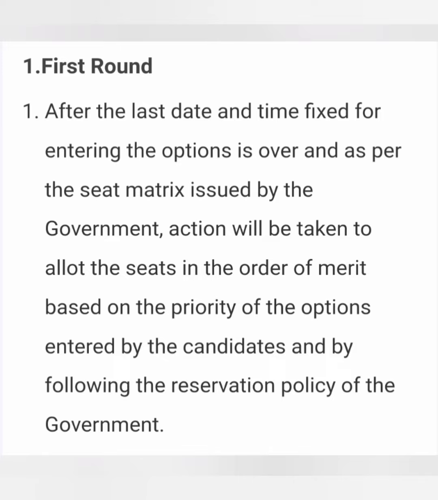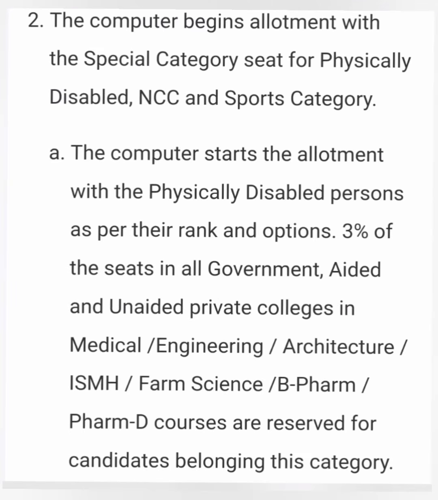As I said, once the last date is fixed for the option entries and your option entry is completed, based on that, the government will release the seat matrix. In the seat matrix, you can see how many seats are available to grab in the first round of counseling, and that will be provided as per the reservation policy. As I mentioned, the computer will begin allotment from special category seats.